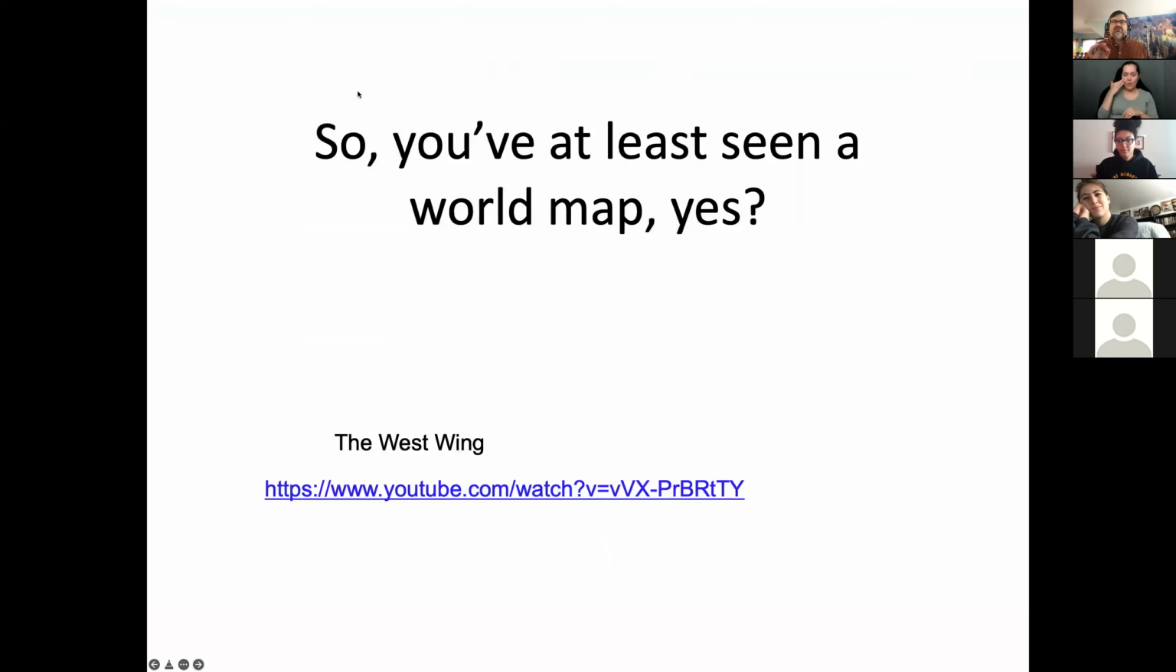If we're going to know where places are, maybe we should also be aware about how maps are made and how different maps do different things.